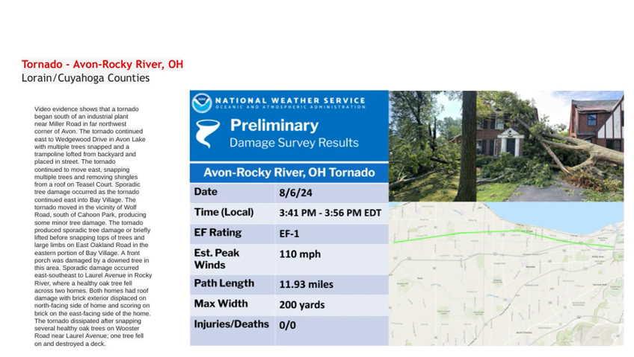The tornado dissipated after snapping several heavy oak trees on Worcester, Lower Avenue. One tree fell and destroyed a deck. So this is all from this one storm. You can see from this picture here, that's completely bad. So I hope some of you guys are okay from that.